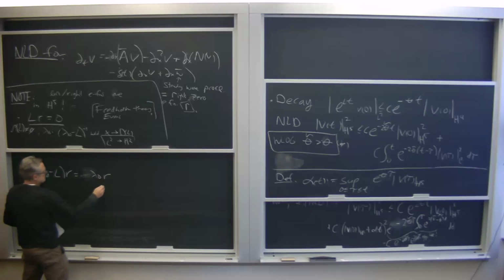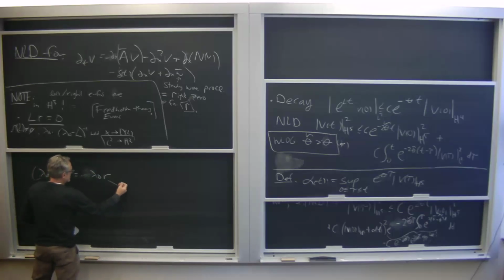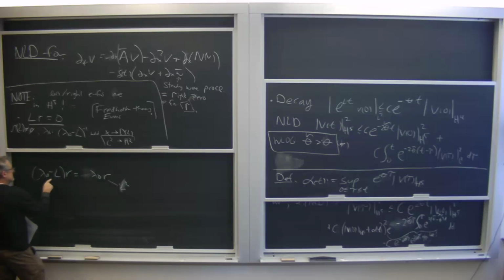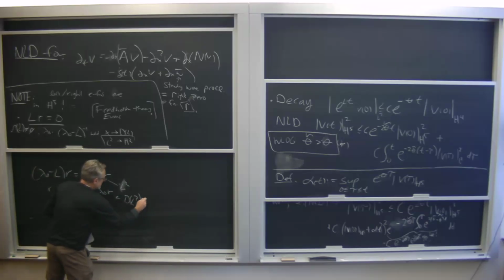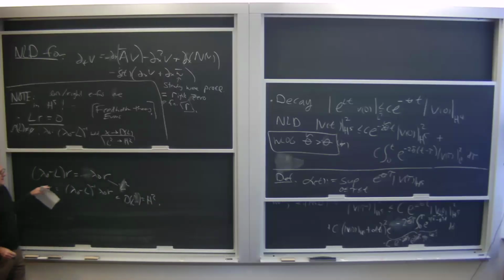And I just used that R is in L2. I get that, inverting, I find that this is in the domain of L squared, which is the domain of L, which is H2. So I see smoothing of eigenfunctions. So I know they're at least in the domain. How do I get higher?